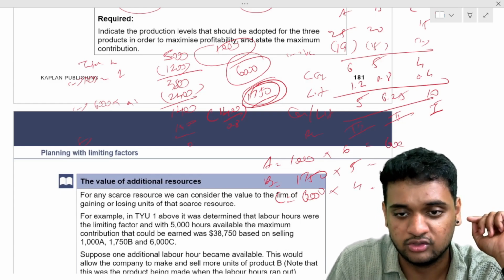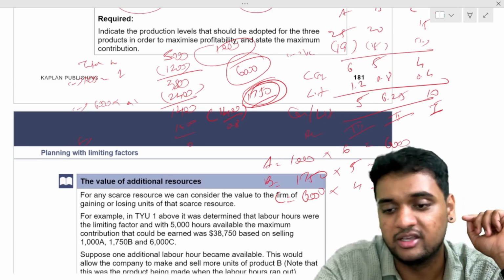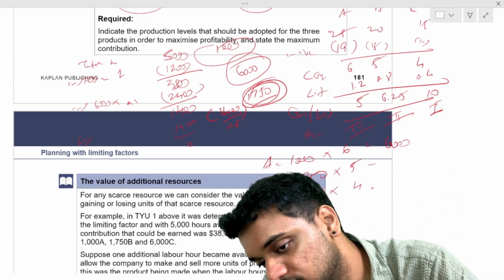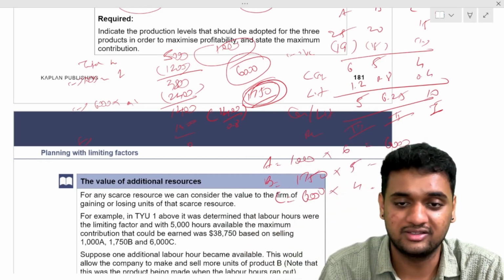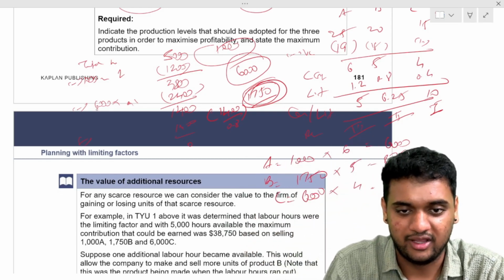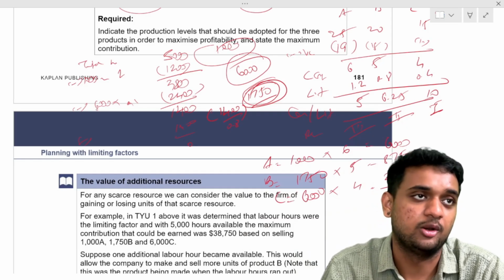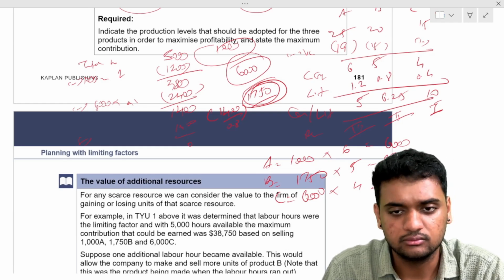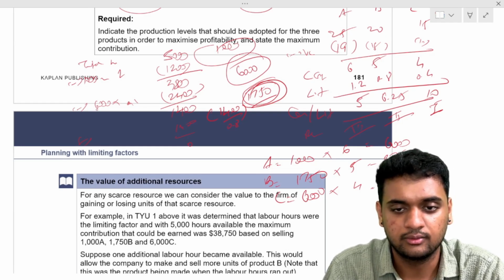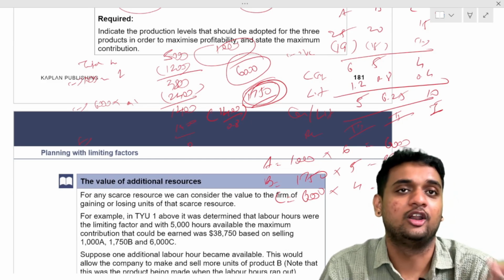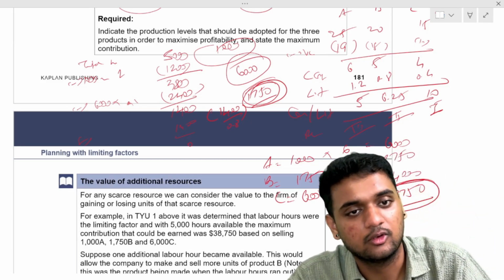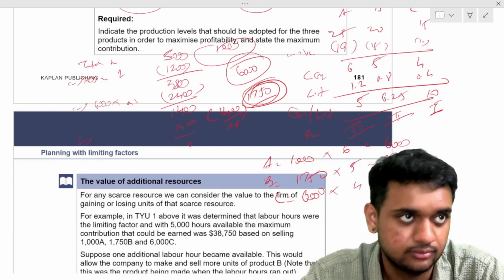1000 into 6 is 6000. 1750 into 5 is 8750. 6000 into 4 is 24,000. You add everything, how much contribution are you getting? 38,000. This is the maximum contribution we will get with the production levels you found out.